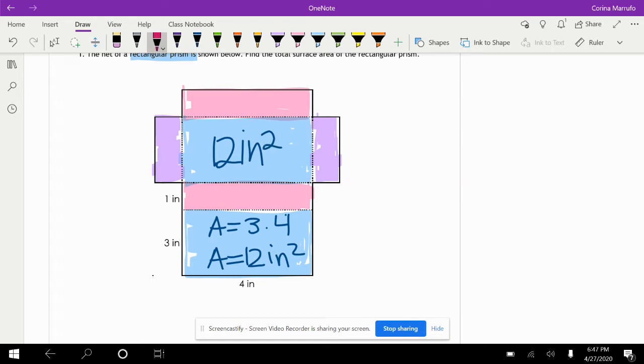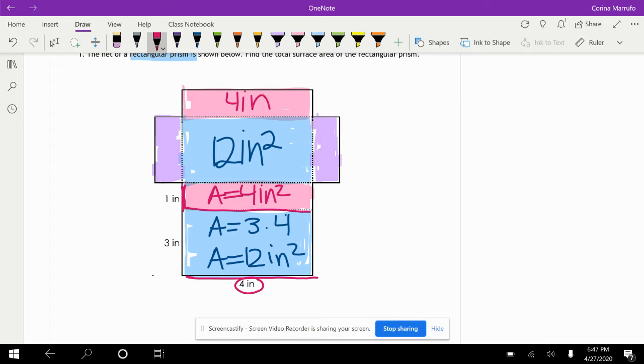All right. Now for the pink rectangle. So this is 1. And from here to here, we know is 4 because this piece right here tells us it's 4. So to find the area of this one, we're going to do 1 times 4, which is just 4 inches squared. Okay, and then since these two rectangles are the same size, this is also 4 inches.